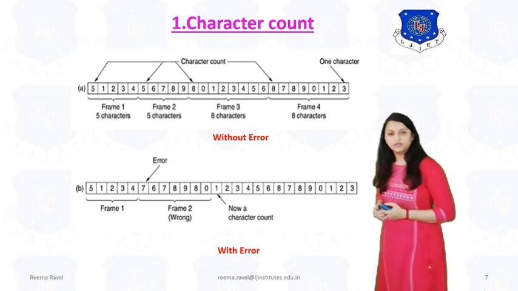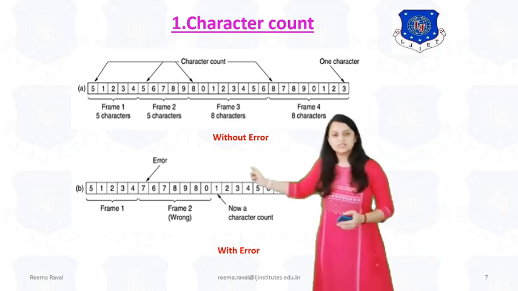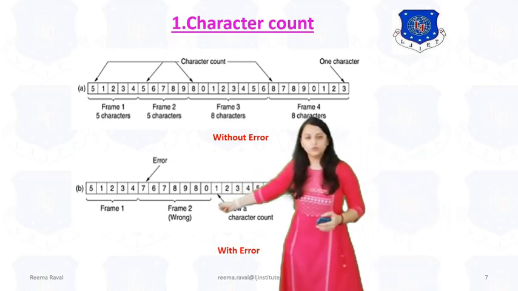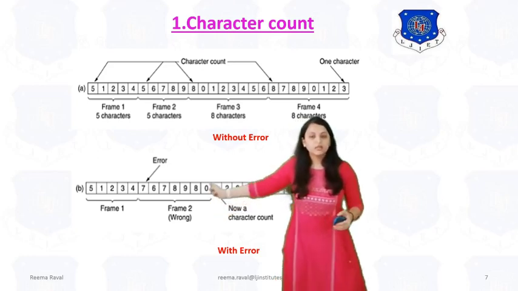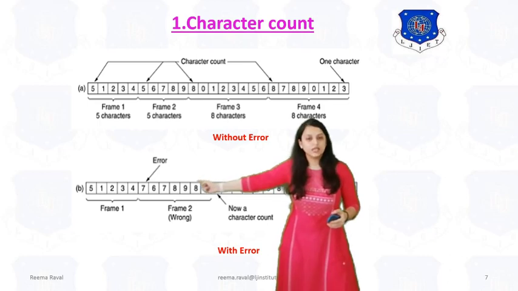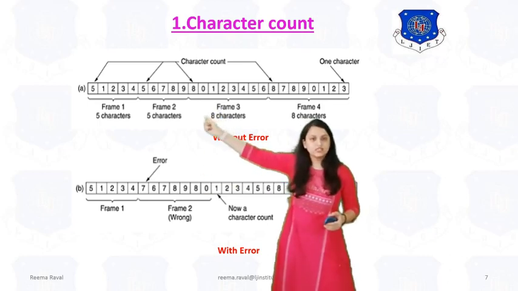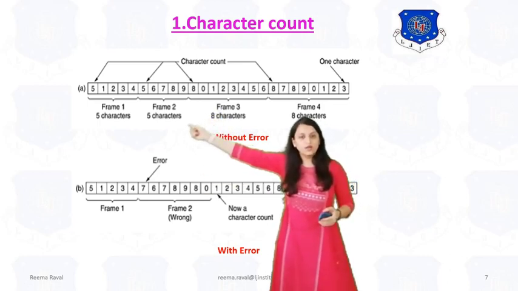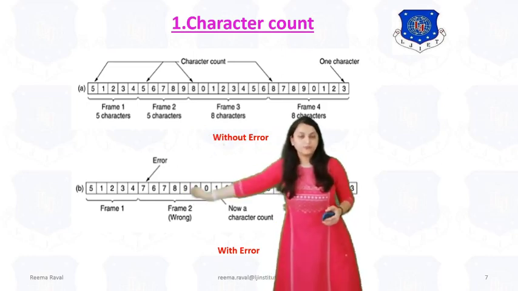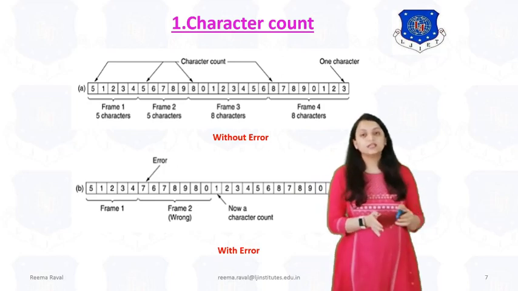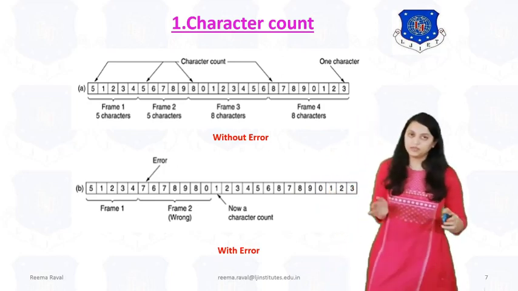Let's say, for example, here frame 1 is received correctly, but frame 2 has an error. Frame 2 is received wrong, right? Because the 7 is changed from 5. As you can see from the previous case, frame 2 has the character count 5, but here it is changed from 5 to 7. That means the receiver will understand that the length of that particular next frame is 5 bits.